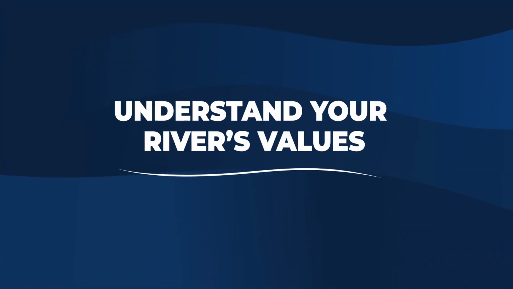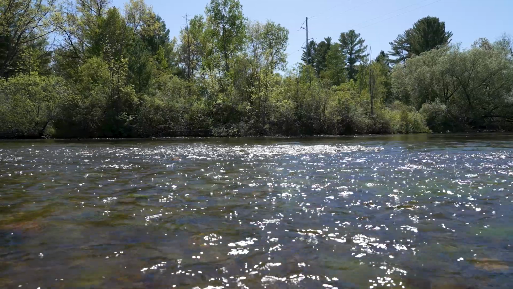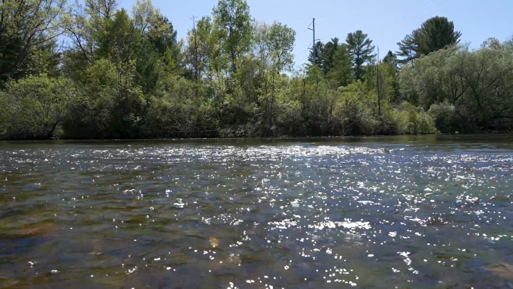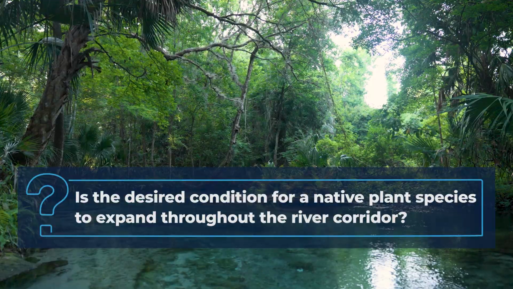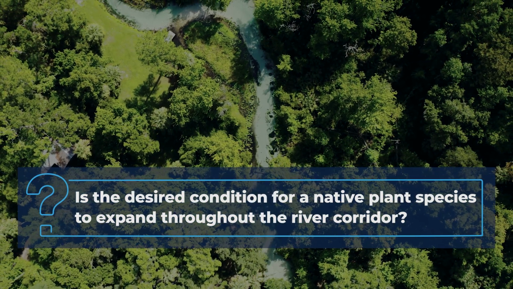You can begin by understanding the river values. The baseline and desired conditions for each river value are the most important factors in a user capacity analysis. You may need to develop river-specific desired conditions if none exist. For example, you could ask, is the desired condition for a native plant species to expand throughout the river corridor?